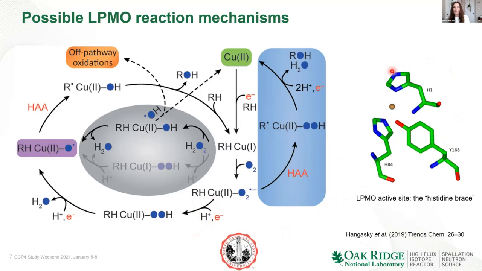And here, just to orient you in the next slide that we will look at, this is the active site of the enzyme with a copper atom, which is coordinated by a so-called histidine brace, composed of the first histidine in the protein and a second conserved histidine, in our case, histidine 84.